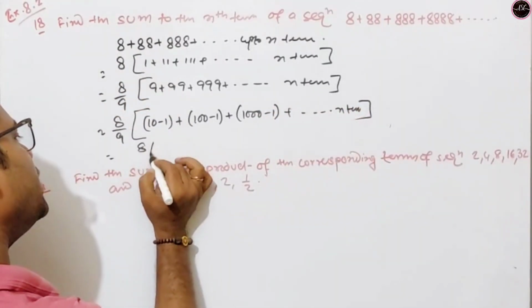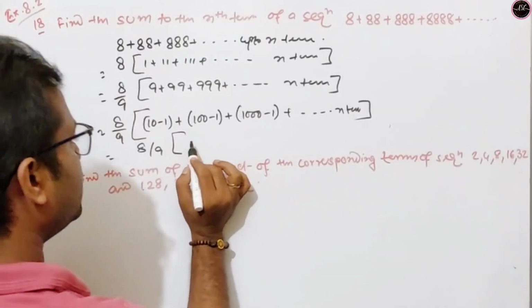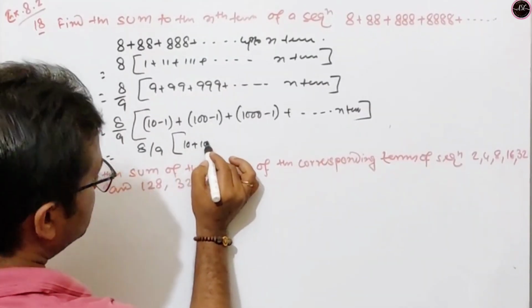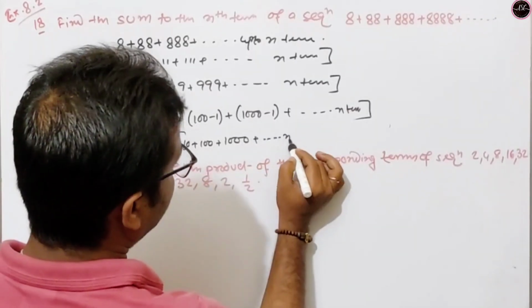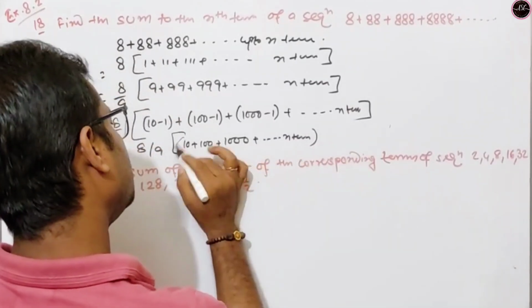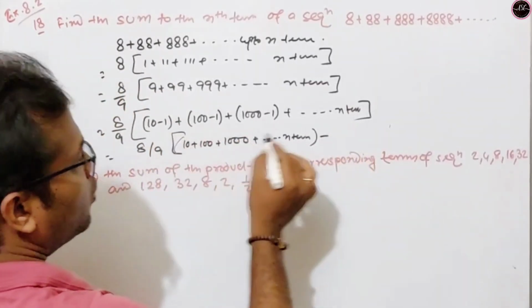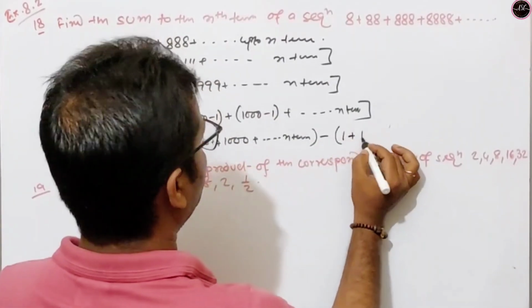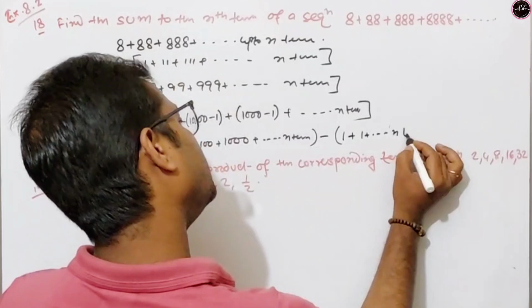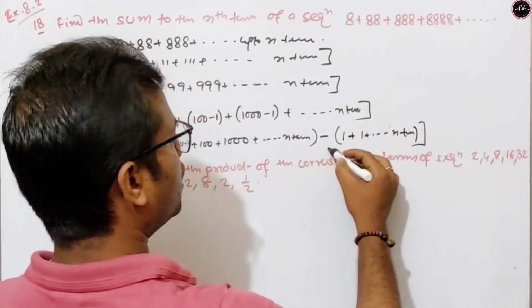So we have 8 by 9, and in this we can write 10 plus 100 plus 1000 plus dot dot dot n terms. And this is the one part, and here 1 there is n ones, that means 1 plus 1 plus dot dot dot n. Okay, so I am going here.